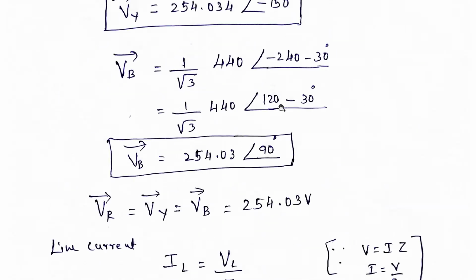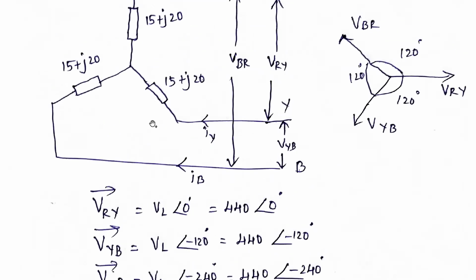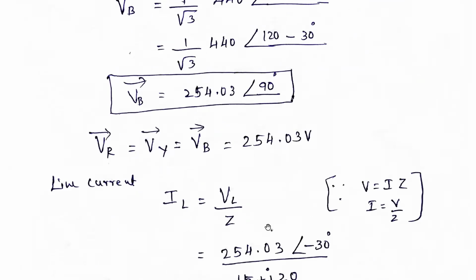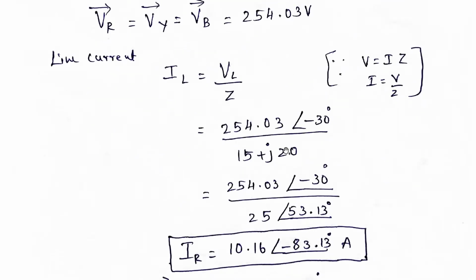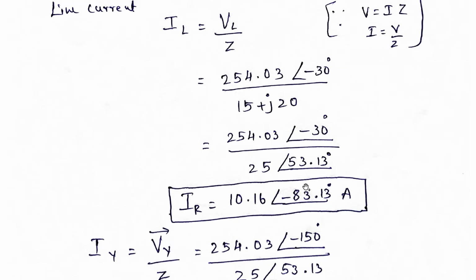So Z is already given in the problem. That means 15 plus j20. So that is what we are substituting here, 15 plus j20. Again, this is in complex format and we are converting into polar format. If you convert into polar format, it is 25 at the angle of 53.13. If you divide, you will get 10.16. Minus 30 minus 53.13 is minus 83.13. So we are mentioning in polar form: IR is equal to 10.16 at the angle of minus 83.13 amperes.